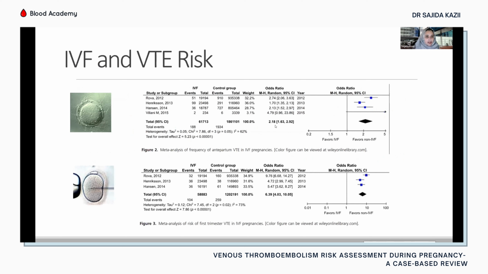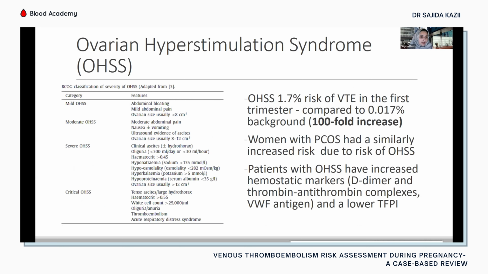So this is a meta-analysis published in 2017, looking at the VTE risk associated with in vitro fertilization. And we can see that there is an increased risk of VTE with odds of around 2. If you're looking at the first trimester, then definitely the odds are 6.39, specifically in the first trimester. And this is because there is a syndrome called ovarian hyperstimulation syndrome, which can complicate some of the IVF treatment.